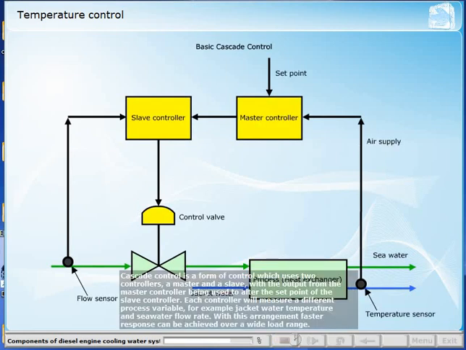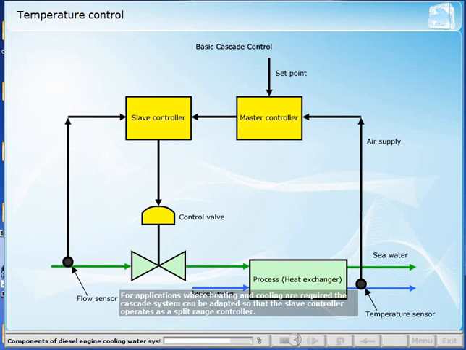Cascade control is a form of control which uses two controllers, a master and a slave, with the output from the master controller being used to alter the set point of the slave controller. Each controller will measure a different process variable, for example, jacket water temperature and seawater flow rate. With this arrangement, faster response can be achieved over a wide load range. For applications where heating and cooling are required, the cascade system can be adapted so that the slave controller operates as a split-range controller.